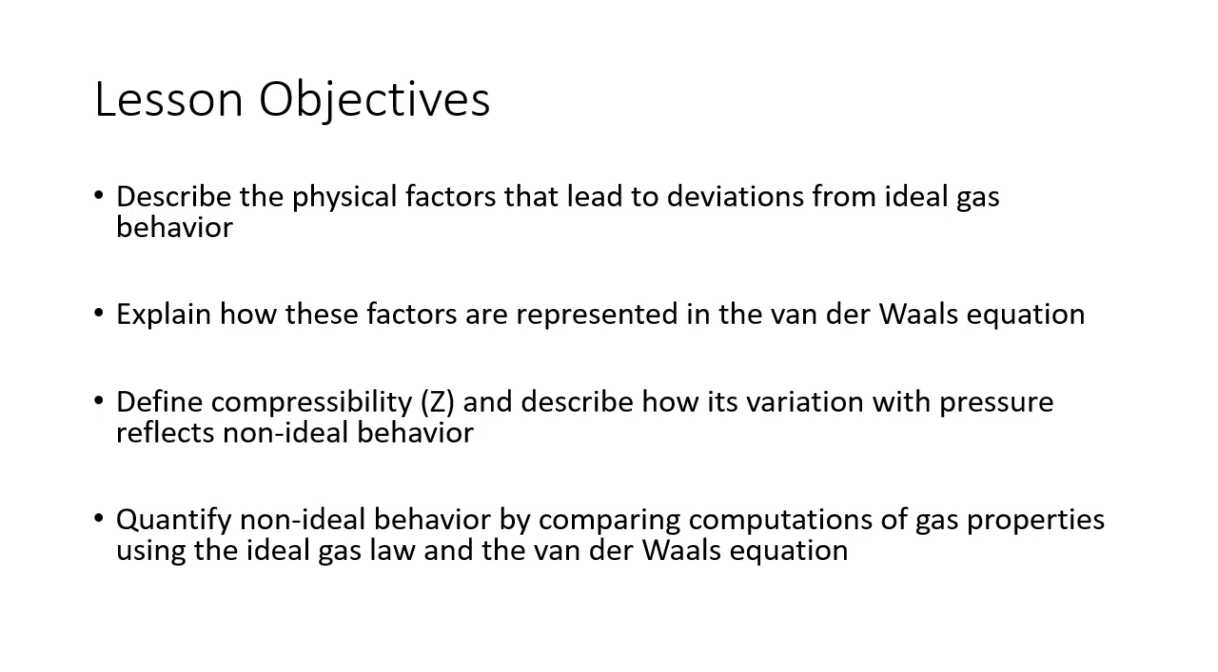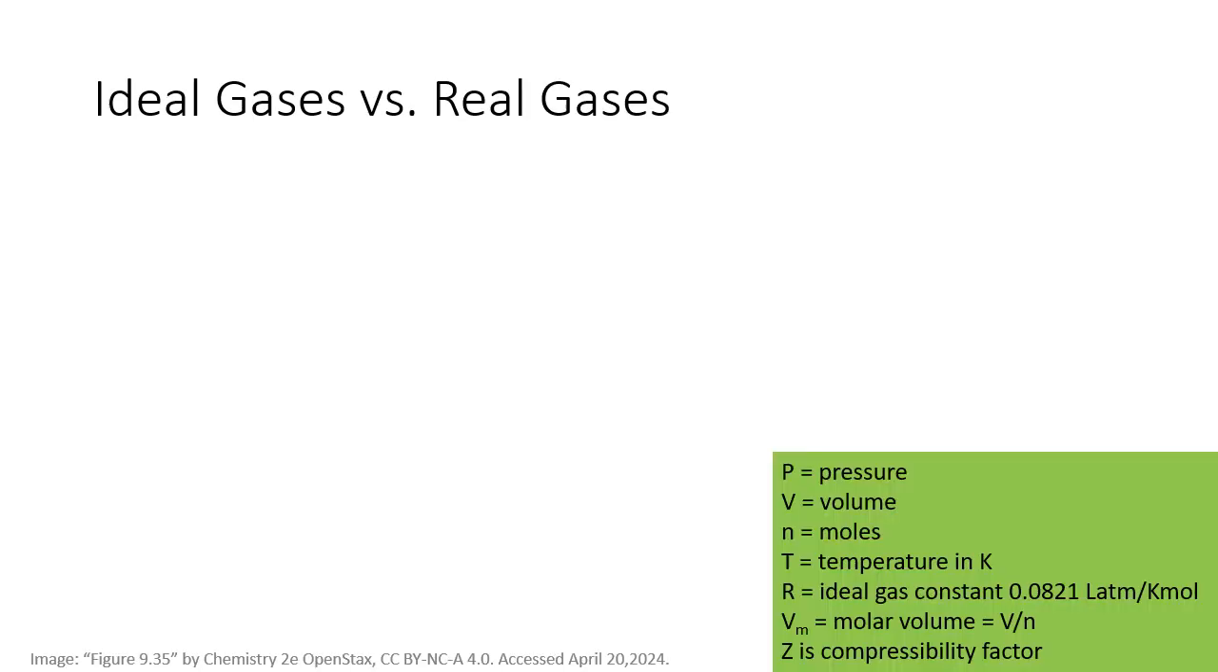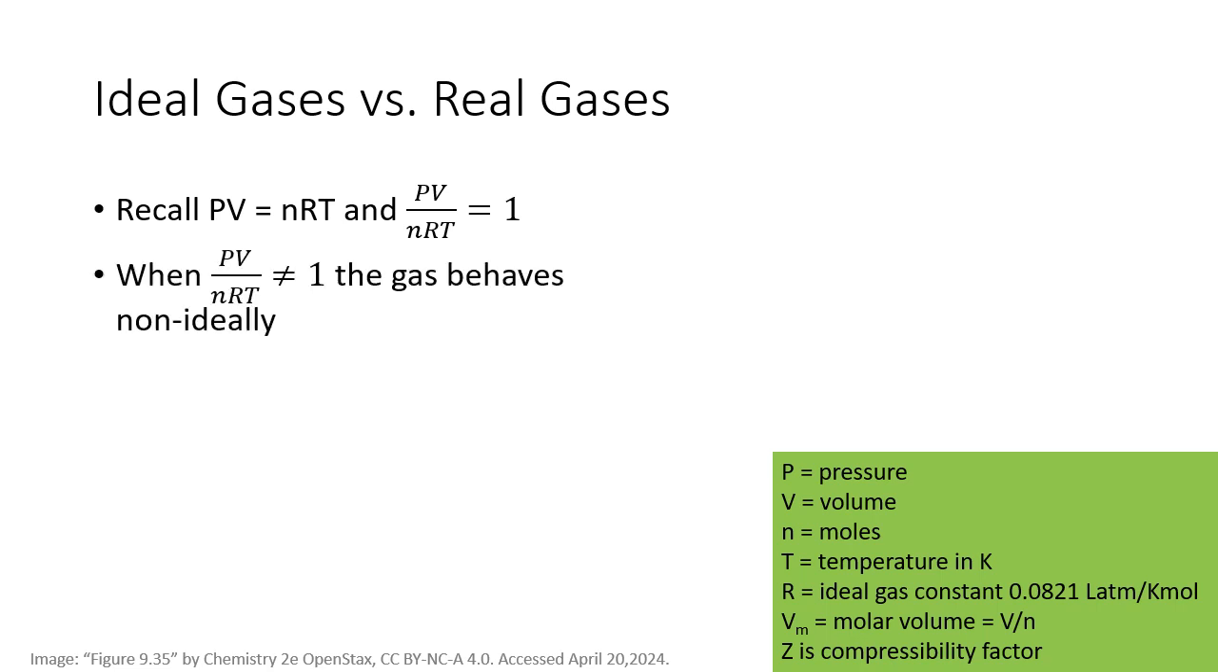And finally, we'll quantify non-ideal behavior by comparing computations of gas properties using the ideal gas law and the van der Waals equation. Gases in real life do not always behave ideally. Shocking, I know. When a gas is behaving ideally, we can describe it using the ideal gas law. So we remember that PV equals nRT. And if we put all of our variables on one side, we get 1. If PV over nRT is not equal to 1, we say the gas is not behaving ideally.